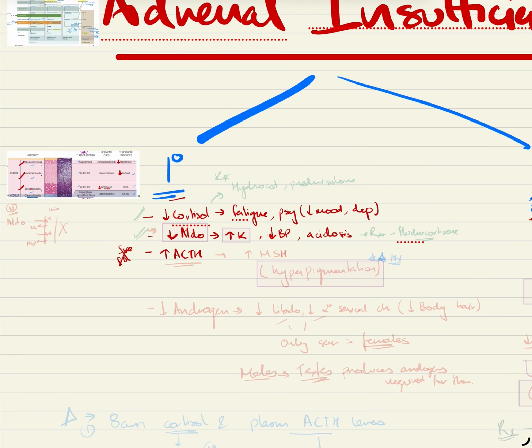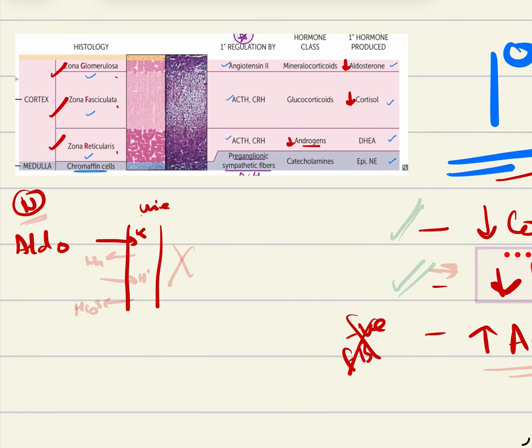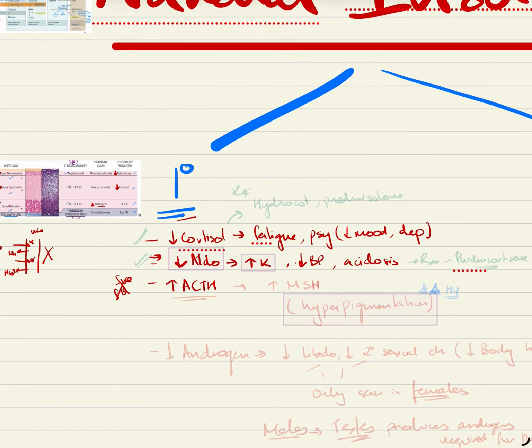know what aldosterone does is, normally, in the urine, suppose this is the urine, it causes potassium excretion, absorption of sodium, and loss of H plus and bicarb. So when this is lost, you get all of these symptoms, right?